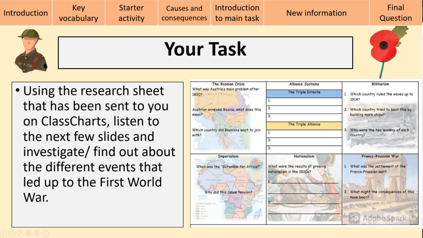Your task for today. So I've attached a sheet on Class Charts that you can use. If you haven't got the sheet from Class Charts, either print screen it from this slide or write out the answers yourself. But using a research sheet that's been sent to you, listen to the next few slides and investigate or find out about the different events that led up to World War I. So you've got 6 different ways to learn, okay? Bosnian Crisis, alliance system, militarism, imperialism, nationalism, and the Franco-Prussian War.